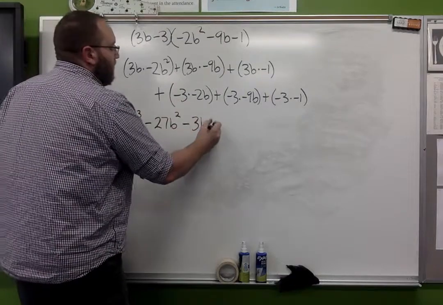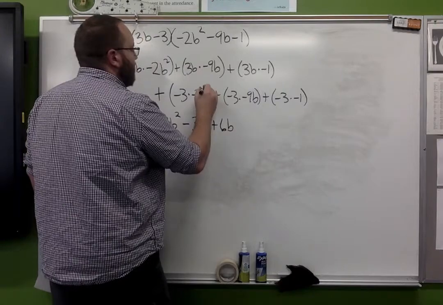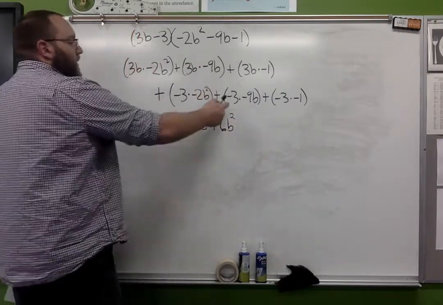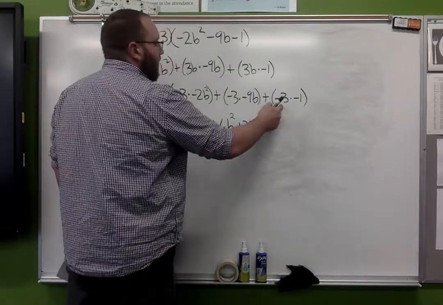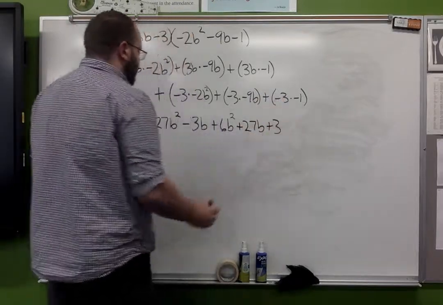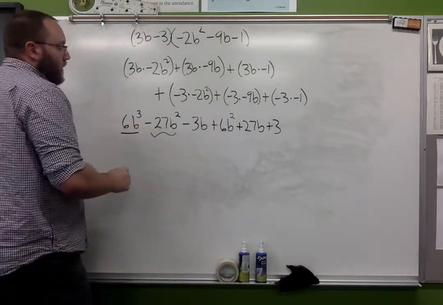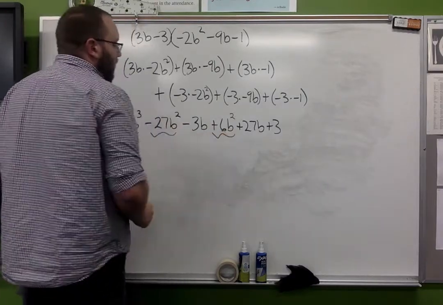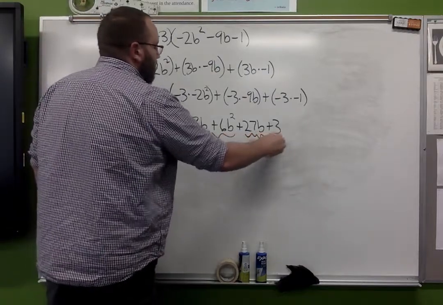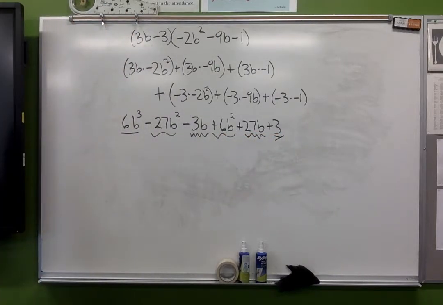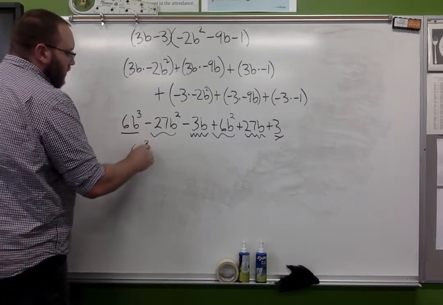Negative and negative is a positive. Right, negative 3 times negative 2 is 6. Sorry, that should be a b squared. Negative 3 times negative 9b is positive 27b. Negative 3 times negative 1 is positive 3. Okay, there's only one b to the third. There is a b squared and a b squared. There's a b and a b, and there's a 3. Or constant, sorry. So combining like terms, 6b to the third.